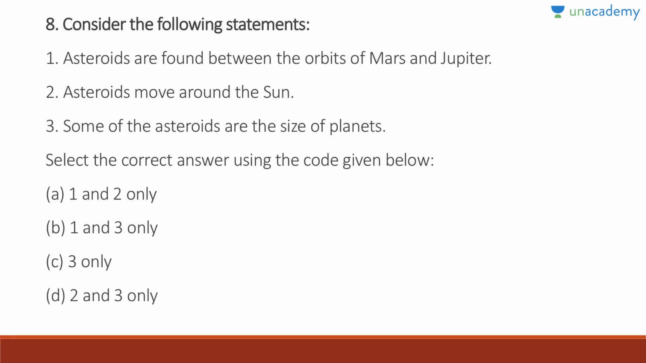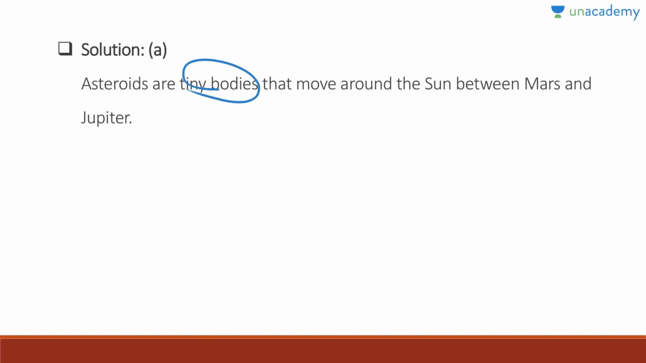Question number 8, consider the following statements. Asteroids are found between the orbits of Mars and Jupiter. This is correct. Asteroids move around the sun. This is also correct. Some of the asteroids are the size of planets. No, they're very small. They are not the size of planets. Answer here is A, 1 and 2. So asteroids are tiny bodies that move around the sun between Mars and Jupiter.